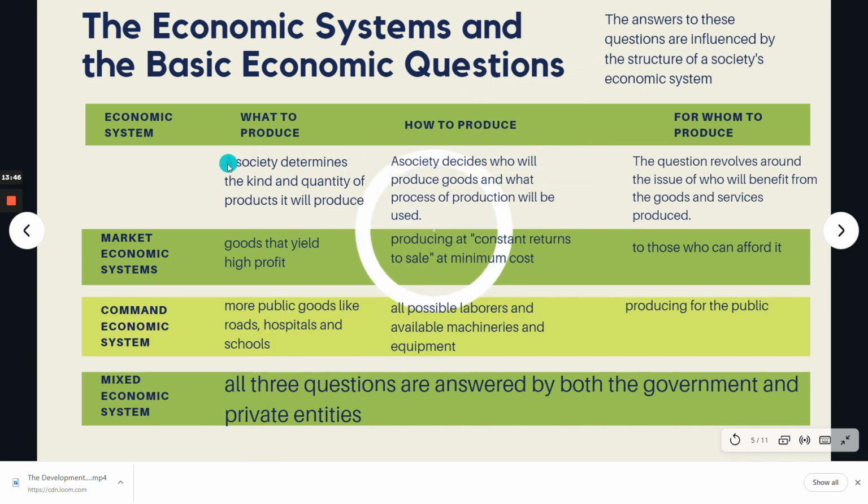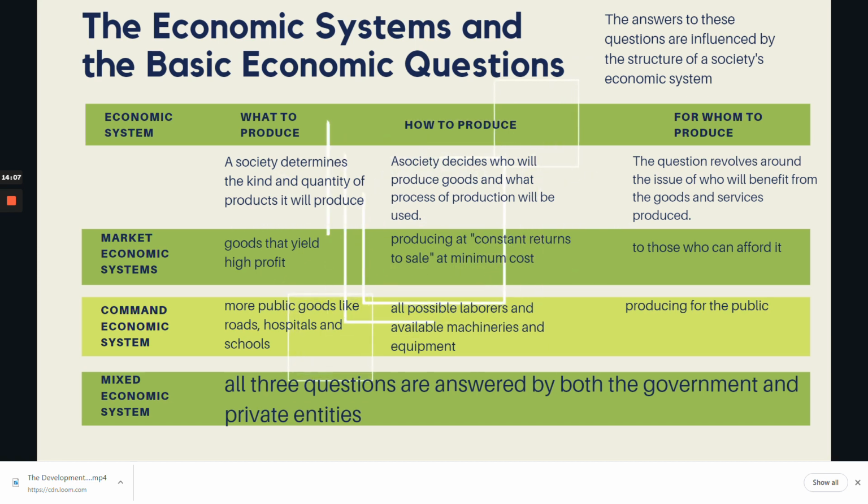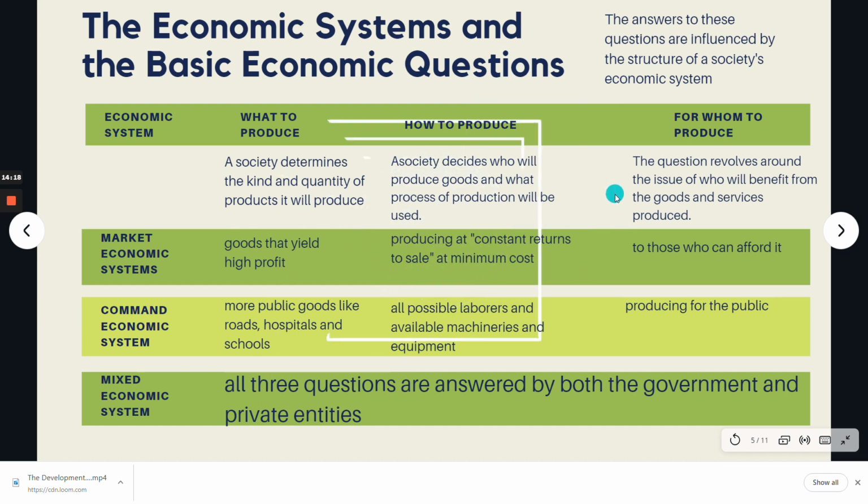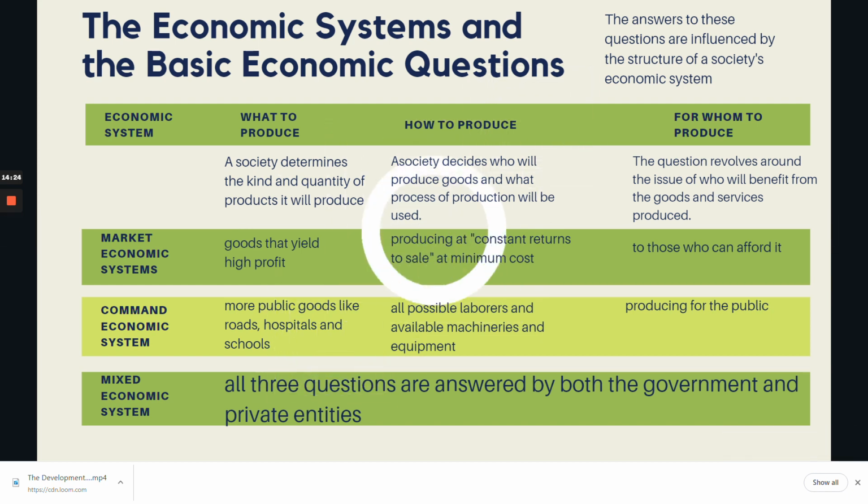So, what to produce: a society determines the kind and quantity of products it will produce. So, ilang i-determine. Unsa may atong i-produce? Rice ba or corn? How to produce: a society decides who will produce goods and what process of production will be used. So, pag nag-choose tag rice ang atong i-produce, unsa may process sa pag-produce nato ani and unsa may atong gamiton sa pag-produce. For whom to produce, the question revolves around the issue of who will benefit from the goods and services produced.